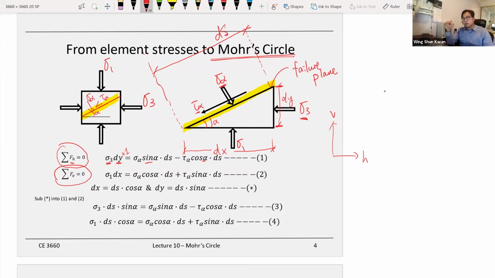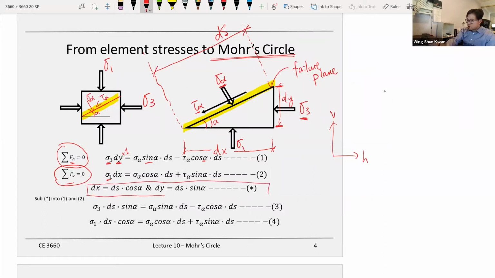So you try to look at the horizontal directions. You summarize the force right there, and then also do the same thing for the vertical directions. Now you have sigma 1 instead of sigma 3. You also take care of the components from the sigma alpha and tau alpha. So you have those two equations, and then you work through the equilibrium, and also trigonometry.